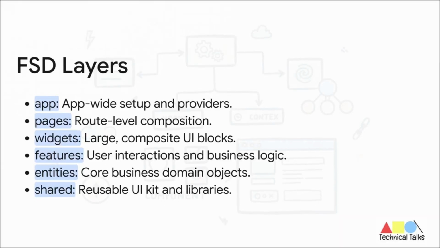At the very bottom, you have your shared layer, which is stuff that can be used by anyone anywhere, like your UI button component. Then you build on top of that with entities, like a user or a product. Then features, like add to cart. You compose those into widgets and pages. The golden rule is you can only depend on layers below you. That's the secret sauce that keeps everything from turning into a tangled mess.